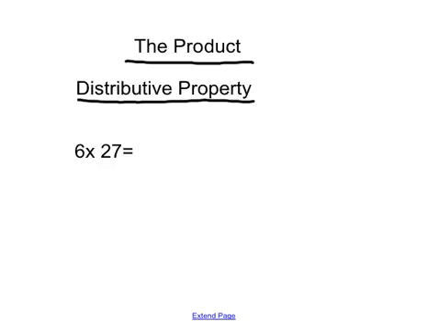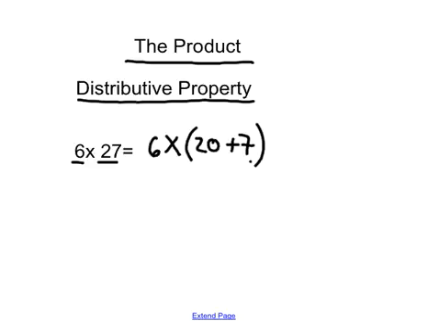I often use the distributive property when I'm multiplying something like, I don't know, 6 times 27. And the way that I do this is I think to myself, well, actually 6 times 27 would be the exact same thing as 6 times 20 plus 7. So 20 plus 7 is 27. So multiplying 6 times 20 plus 7 is the same as multiplying 6 times 27.